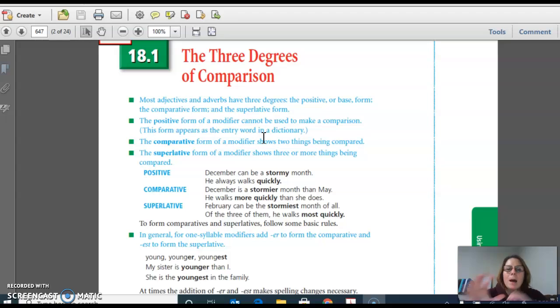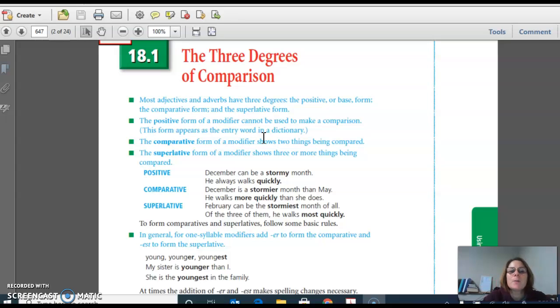When we talk about modifiers, we're really talking about those adjectives and adverbs. If you remember, adjectives are going to describe a noun, maybe another adjective. They're going to tell how many, what kind, which one, that sort of thing. And adverbs are going to tell you when, where, how, to what extent, that sort of thing. So both adjectives and adverbs have 3 degrees. They have the positive or base form, the comparative form, and then the superlative form. Such a pretty word, superlative.